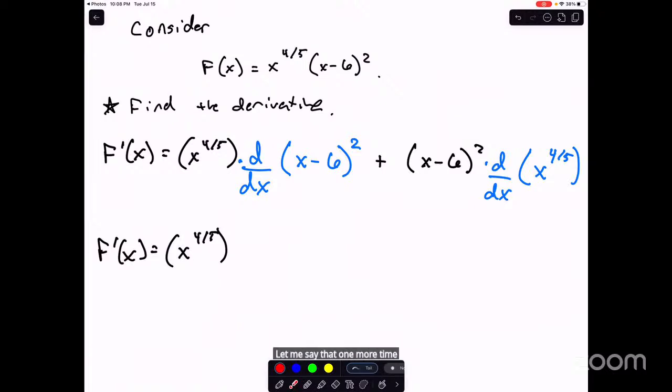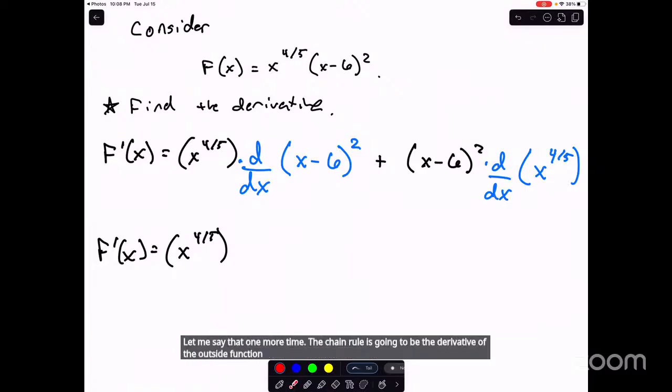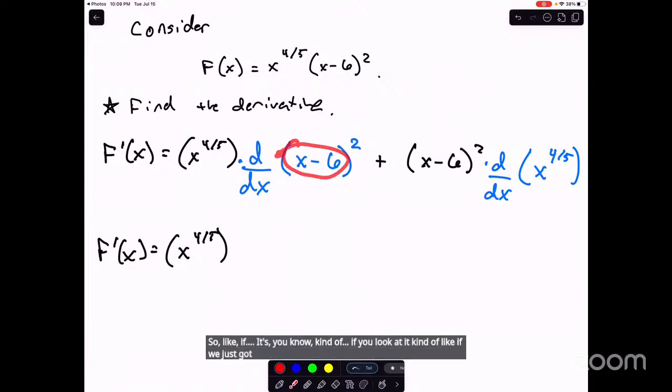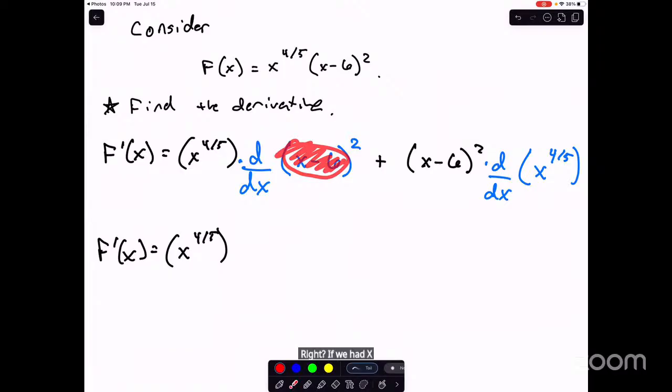Let me say that one more time. The chain rule is the derivative of the outside function times the derivative of the inside function. Look at it like if we just had something squared. If we had x squared, what's the derivative of x squared? The 2 comes down, we subtract 1 from the power, so it would just be 2x. So this is going to be 2 times that something, then we say times the derivative of the inside function.